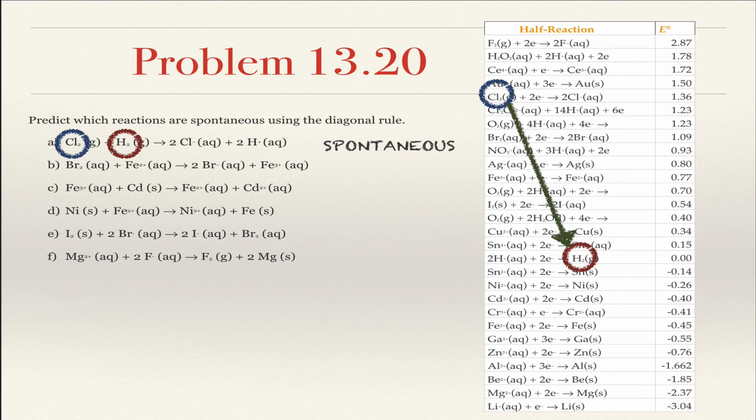And maybe you can see why if you flip around this voltage, although it's 0, you're going to add it to 1.36 and you'll have a positive voltage, and that relationship is going to hold for any relationship where you go downward and to the right.